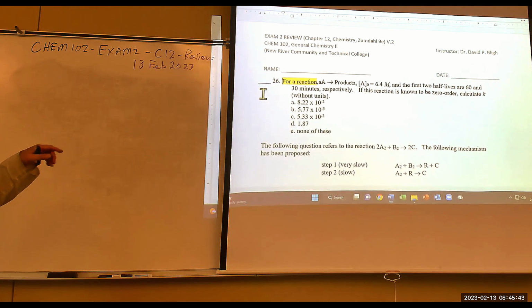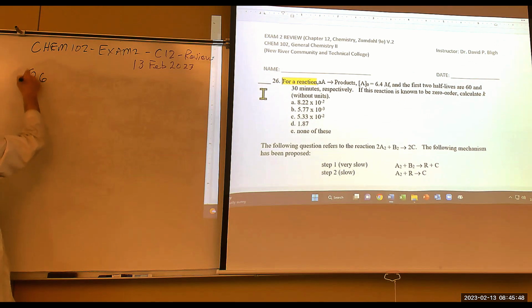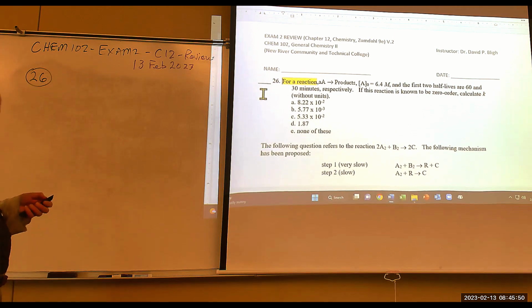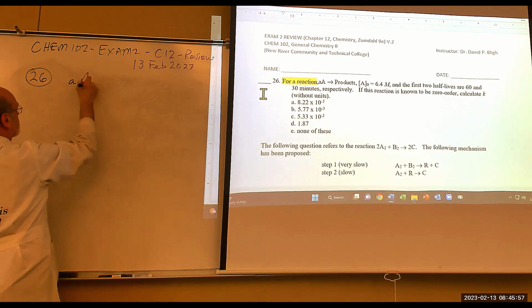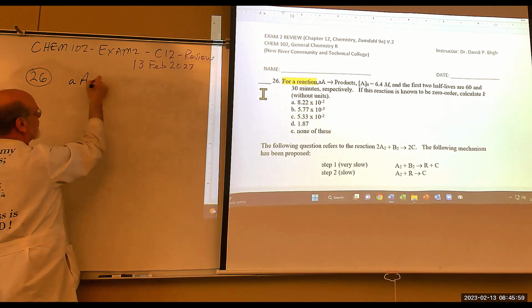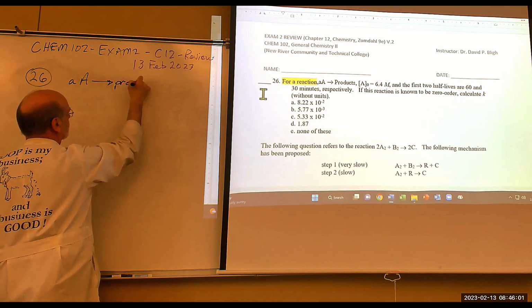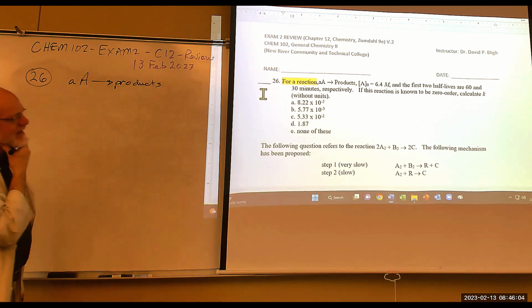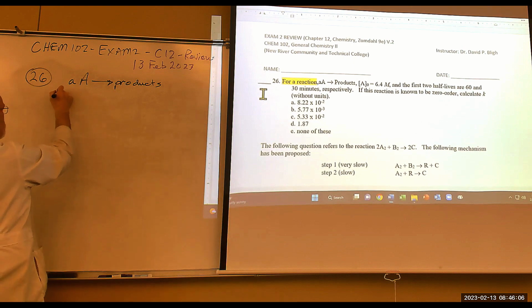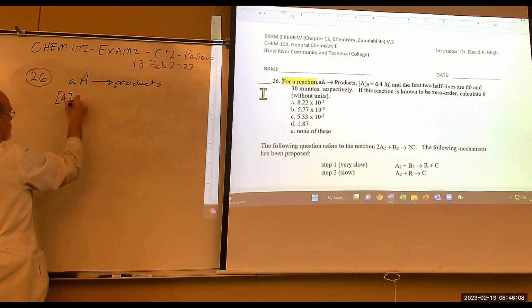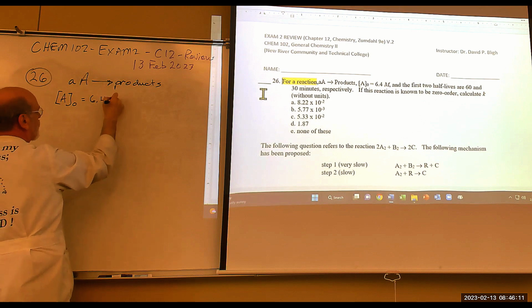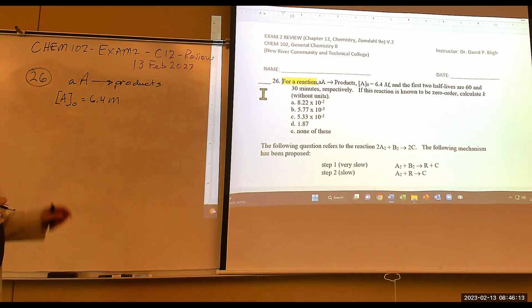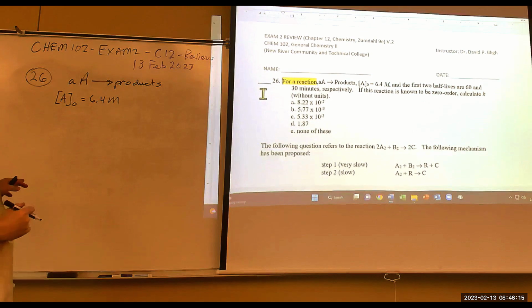Okay, 26 stands alone. That stuff below it is something else. So 26. In fact, that looks like the one we were just on. I bet this one approaches the question that I was asking earlier. For this reaction, where we have coefficient of little a times A yields products. Okay. The initial concentration of A, we're saying, is 6.4 molar. And the first 2 half-lives are 60 and 30 minutes.